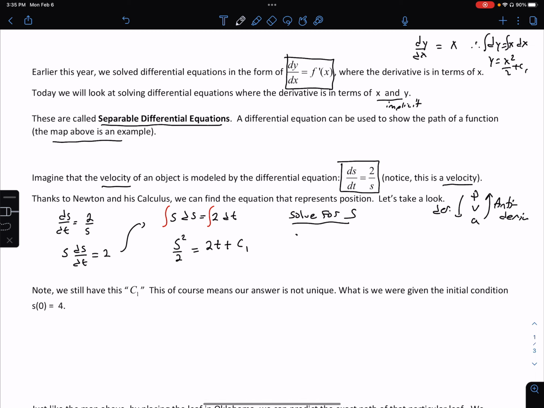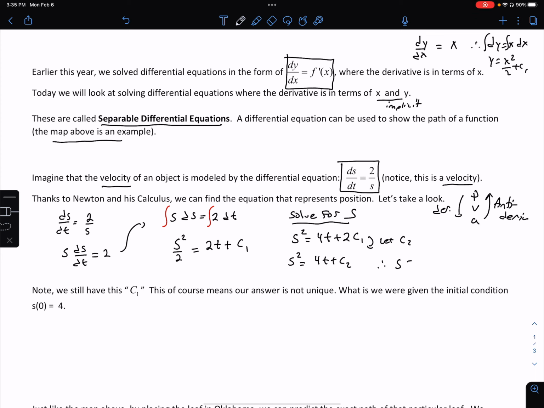Solving for s, we would get s squared equals 4t plus 2c1. Now, I can let this just be c2. And the reason I can do that is if I take any constant and I multiply it by another constant, I'm just going to get a new constant right here. So we now have s squared equals 4t plus c2. Just a nicer way to write it.